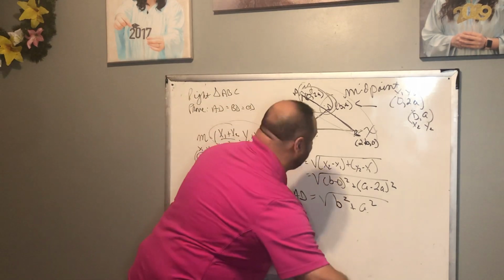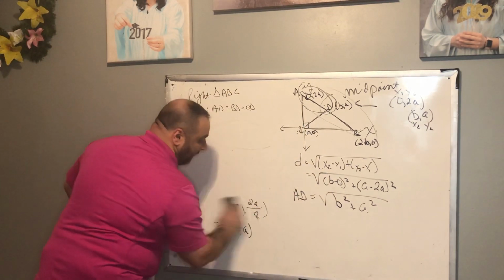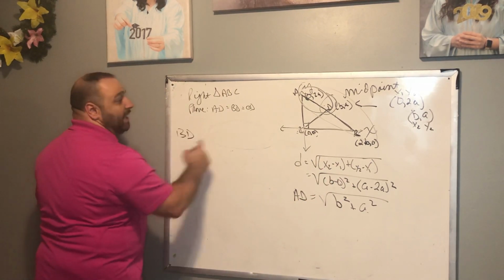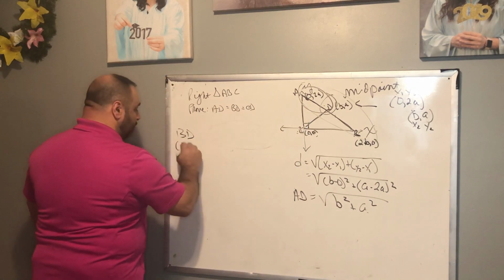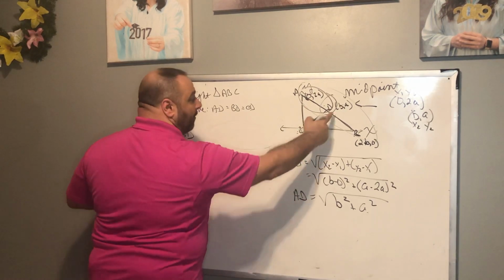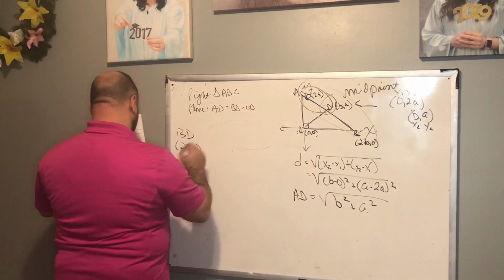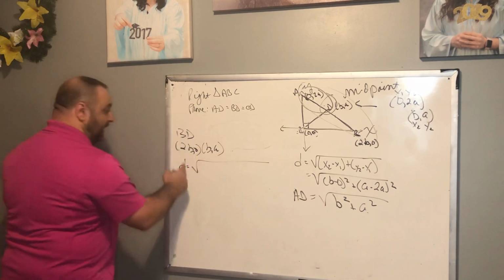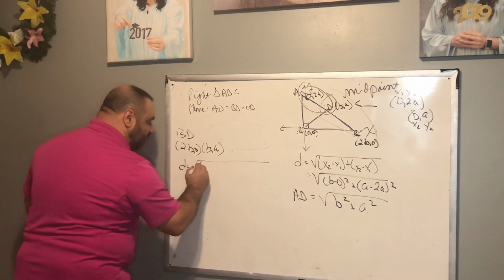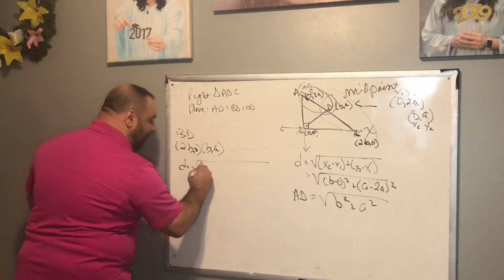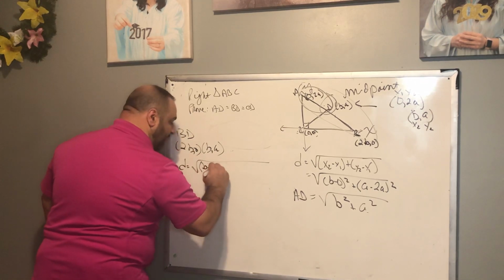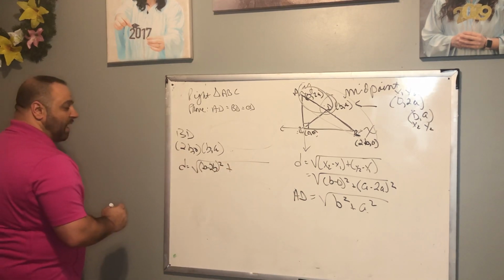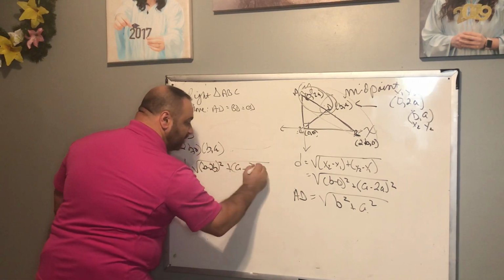Now let's quickly move on. Let's do the next one. What's the next line segment? BD, so let's solve for BD. Point B would be 2b, 0, and point D obviously is b, a. Let's plug in our distance formula. It's x2 minus x1, so x2 is b minus x1, which is 2b, squared, plus y2 minus y1, so a minus 0 squared.